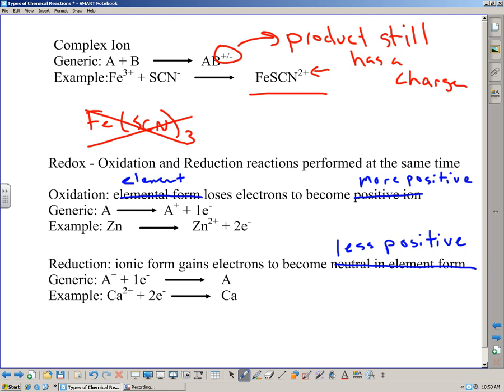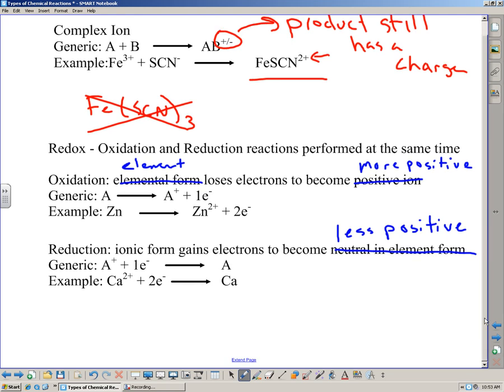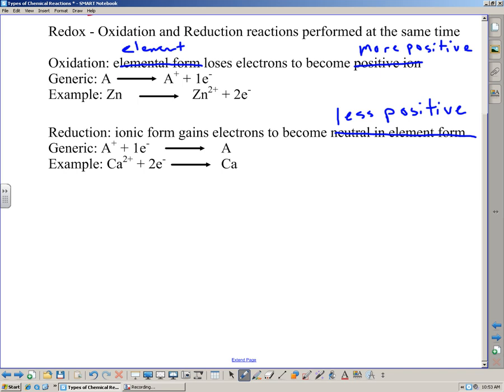All right, the last two types of reactions kind of go hand in hand. We're going to spend all next week working on redox reactions. They are oxidation and reduction reactions that are performed at the same time. Now, I modified these definitions slightly because it doesn't necessarily always have to go back to an element. You can have something that has one charge, gain some electrons to become less positive, and still have a charge associated with it. So, oxidation: an element loses electrons to become more positive. Or reduction: it gains electrons to become less positive. It is very important that you keep these two terms straight in your head.